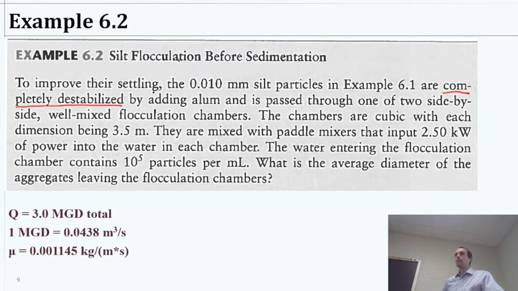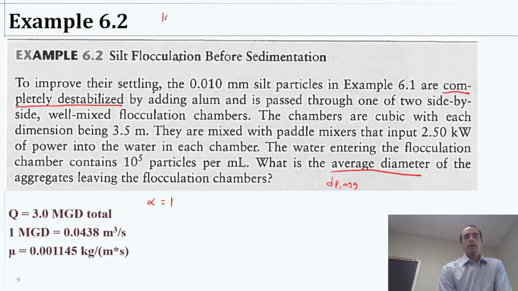Leaving the chambers. Okay, so at the end of the day, there's actually a lot happening here. What we're looking for is the average diameter of the aggregates leaving the chambers. So we can call it dp ag, I guess, or you could just do d ag. Okay, so let's go ahead and write a couple things down together. So we said complete destabilization. That means this alpha should be 1.